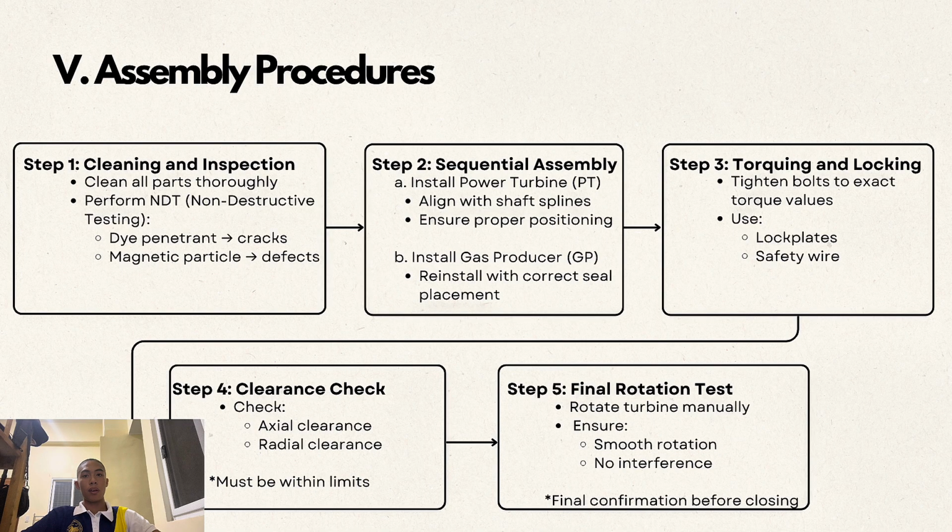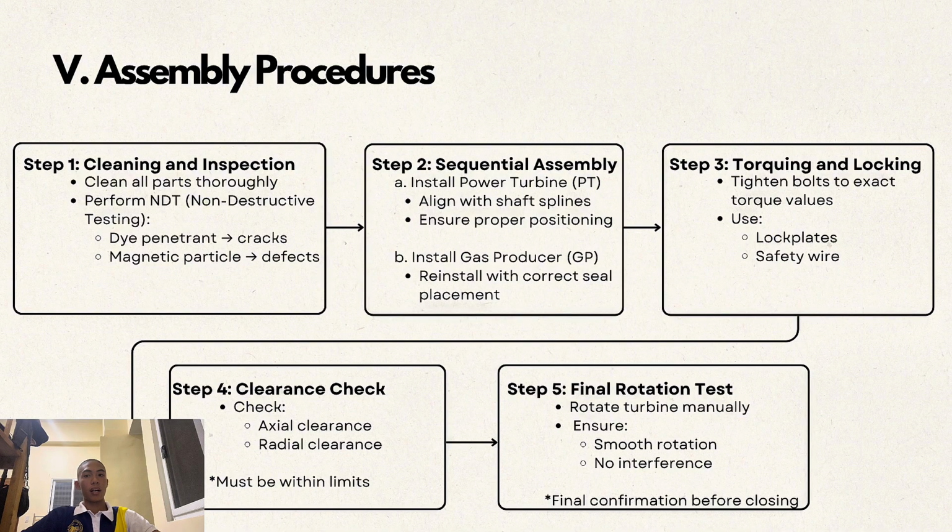Now I am discussing the assembly procedures for the turbine sections of the Allison 250 C20 engine. Before we begin, we must ensure all the components have passed the NDT inspections and that we are working in a clean room environment. Strictly adhere to the torque values and one-time use hardware requirements specified in the overhaul manual.